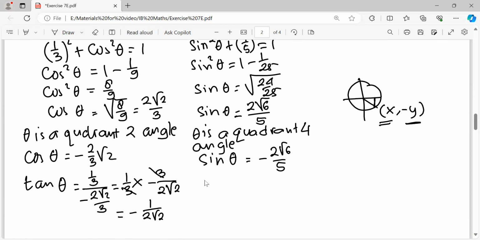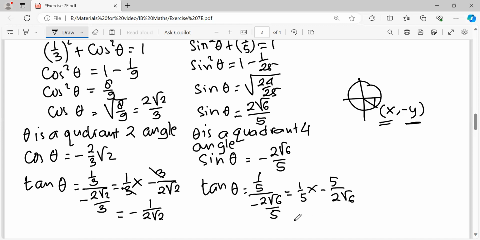It means tangent theta equals sine over cosine, so it means negative 2 square root 6 over 5 over 1/5, which equals negative 2 square root 6 over 5 times 5 over 1... so tangent theta equals negative 2 square root 6.